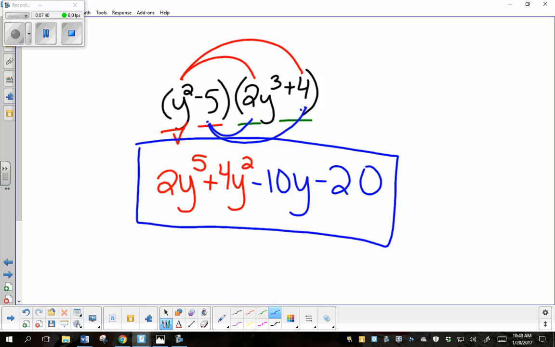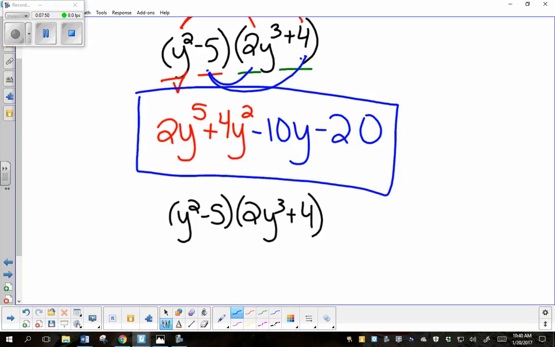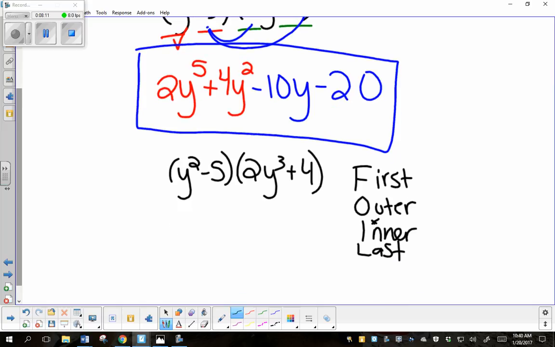So one way you can do this is there's an acronym called FOIL. So let me rewrite this problem down. Y squared minus 5 times 2y to the 3 plus 4. So some people like to remember this acronym FOIL. It stands for first, outer, inner, and last. First, outer, inner, last, FOIL. So what this stands for is the order in which you multiply things, although honestly it doesn't matter which order you multiply them in. You could do last, inner, outer, first. You could do it backwards.